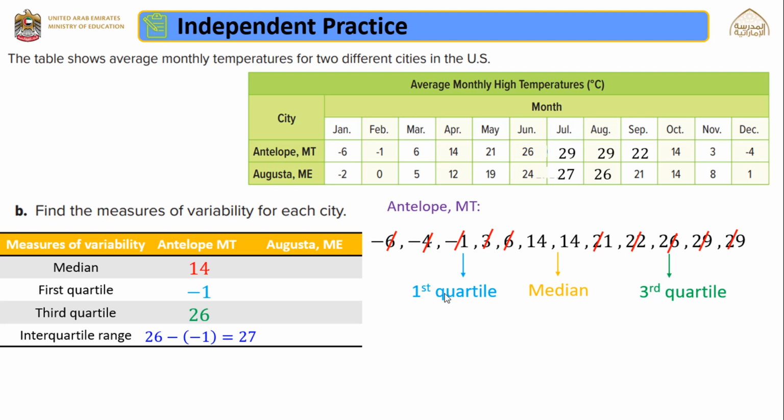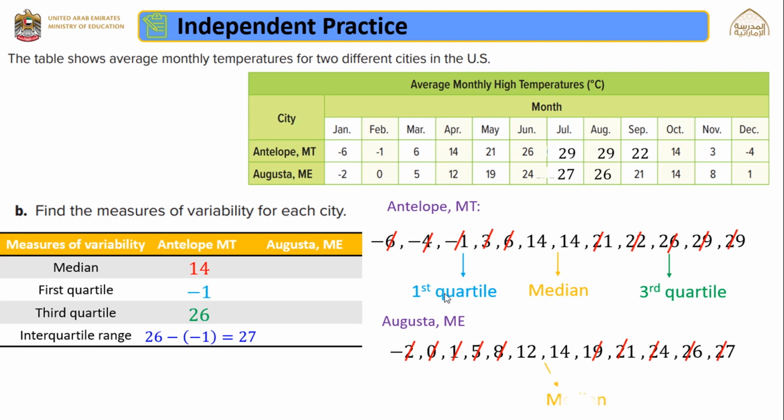Similarly, we can find the median for Augusta. The data should be ordered from least to greatest in order to find the median. Whenever we have two values in the middle, we need to find the mean of these two values to get the median. So the median lies exactly in the middle between 12 and 14, which is 13.